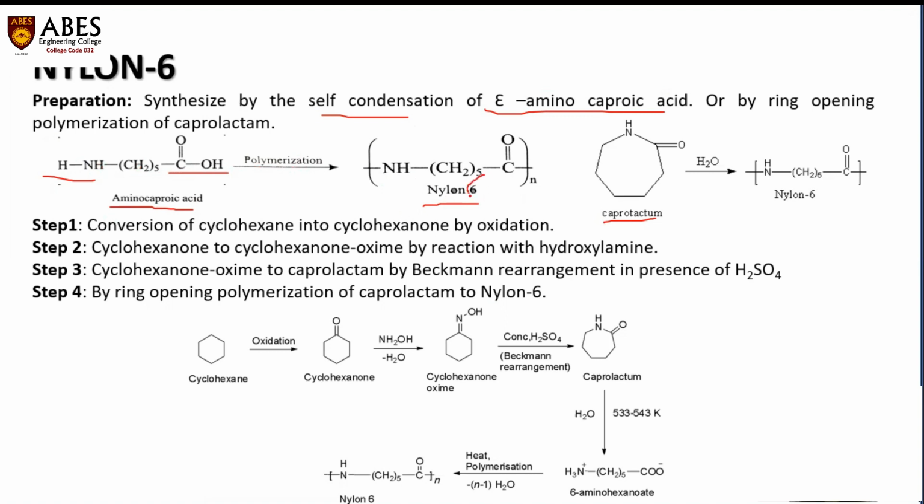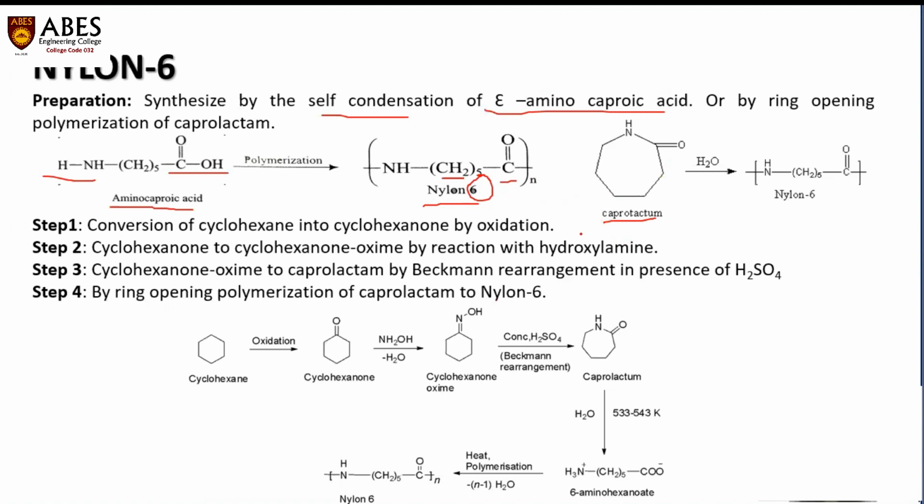Why are we saying 6? Because it contains 6 carbons in the chain. It can also be prepared by the ring opening polymerization of caprolactam. So how is this synthesized? It is basically a stepwise synthesis.